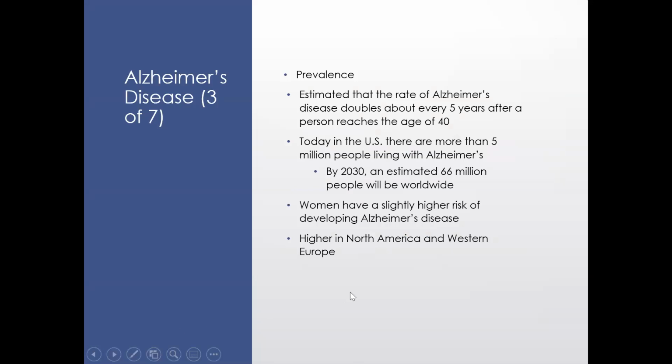So what is the prevalence? It's estimated that the rate of Alzheimer's disease doubles about every 5 years after a person reaches the age of 40. So after the age of 40, your risk of developing Alzheimer's disease does increase pretty significantly. Today in the US, there are more than 5 million people living with Alzheimer's, and by 2030, an estimated 66 million people will be diagnosed worldwide with Alzheimer's disease. There is a lot of research into it, trying to find out how we can prevent it, how we can treat it. There's a lot of money that goes into that, and it's a very important thing that we try and develop.